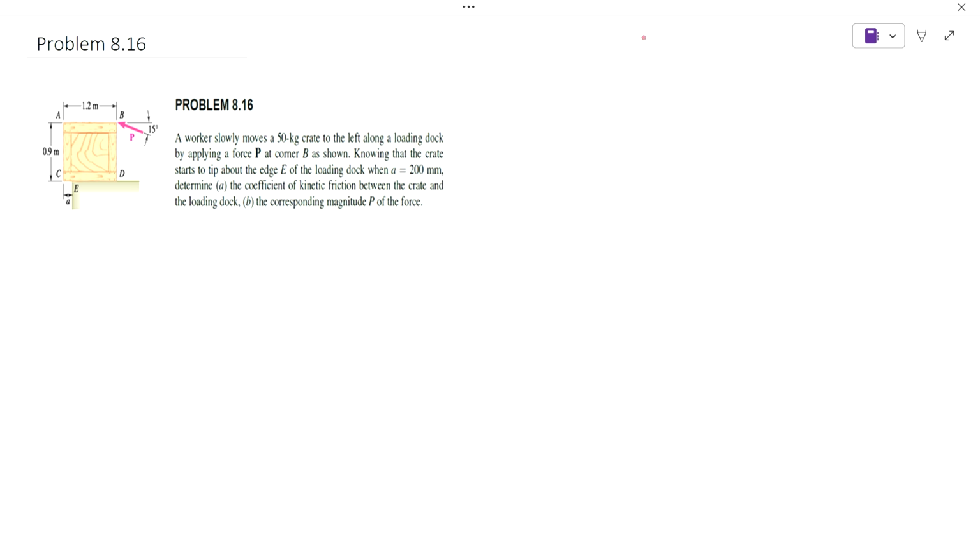Let us look at this problem right here. We have a box that is placed at a corner, say a corner of a table, for instance, and that is from point E to C. We have a distance A, and that distance is 200 millimeters.